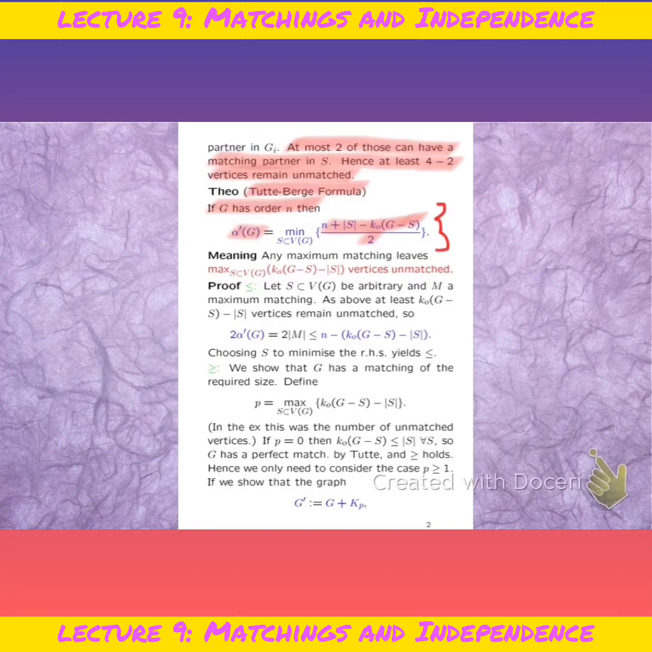So you can also see it in a different way. You can see it as any maximum matching is going to leave this number of vertices unmatched: the maximum over S of the number of odd components of G minus S, minus the cardinality of S. So you need to run through S and find the maximum possible value of that.